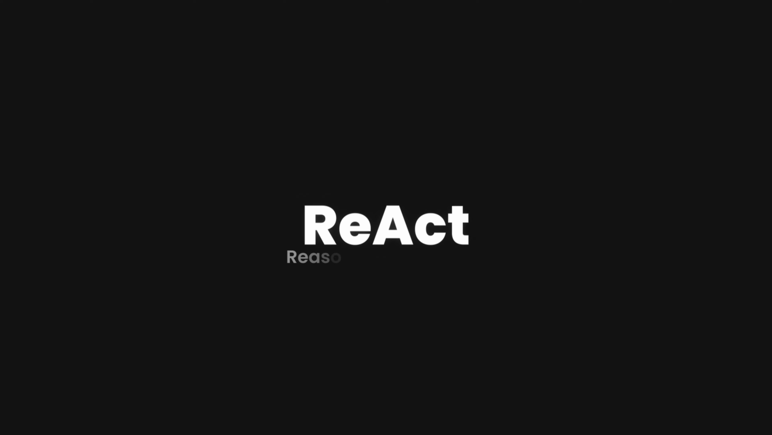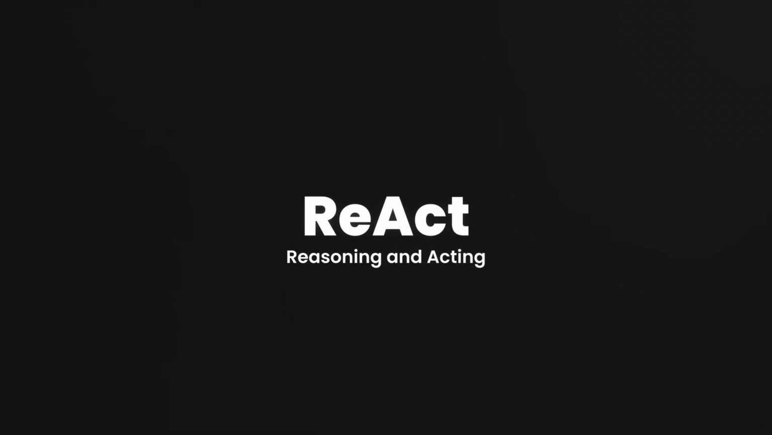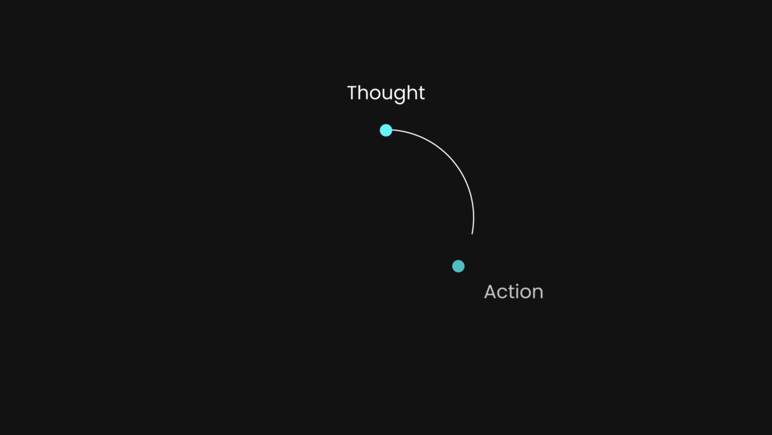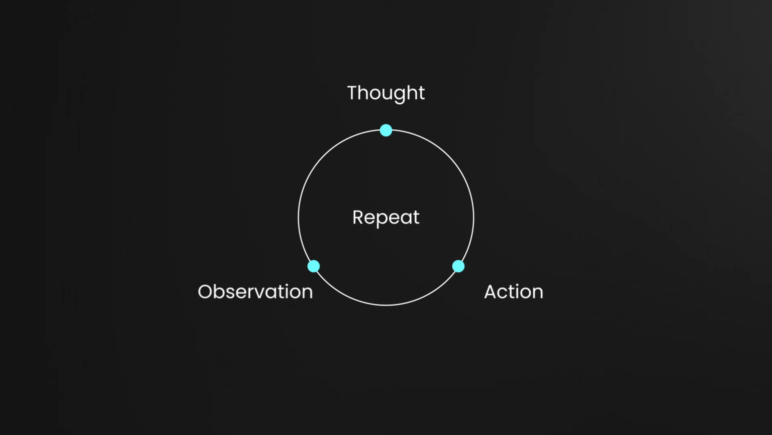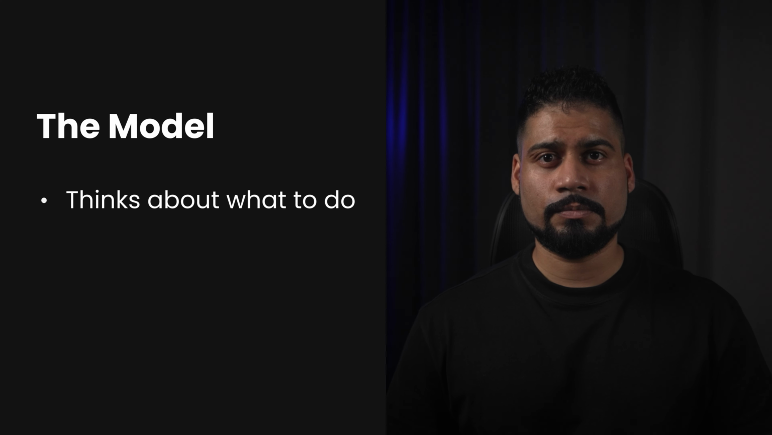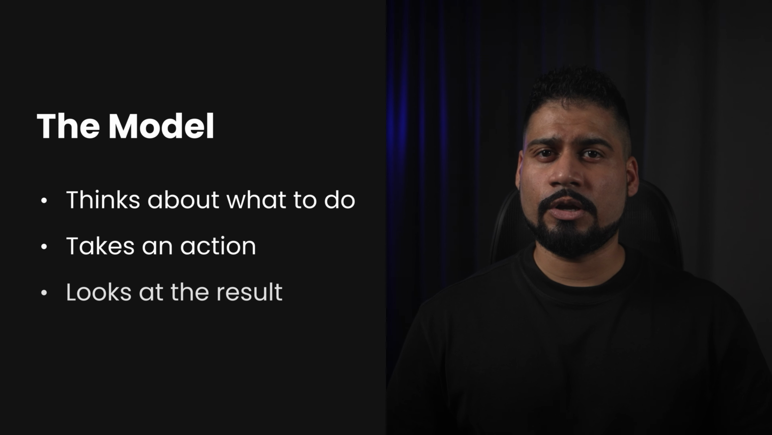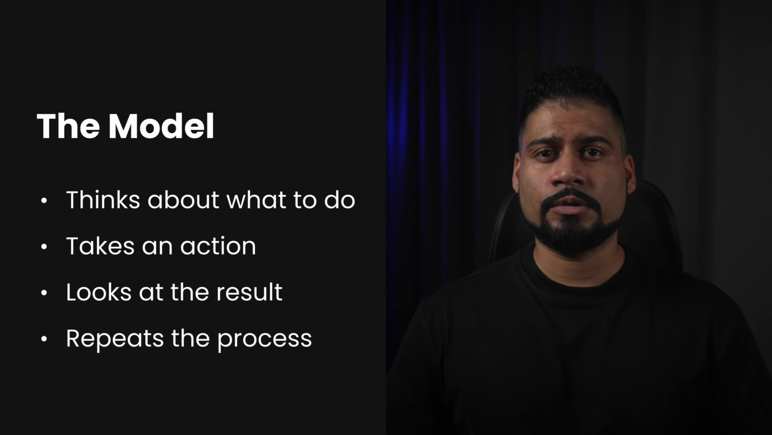With that, let's first talk about the pattern almost every agent relies on today: React. React is short for reasoning and acting, and it's basically a loop where the model takes one small step at a time. Thought, action, observation, repeat. In practice, this means that the model thinks about what to do next, takes an action, looks at the result, and then repeats the process until it can answer the question or finish the task.